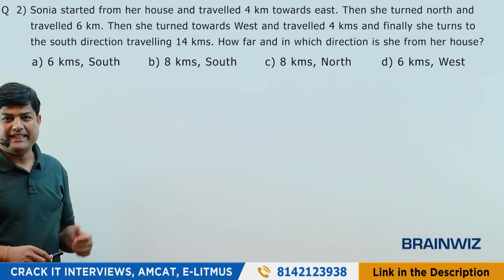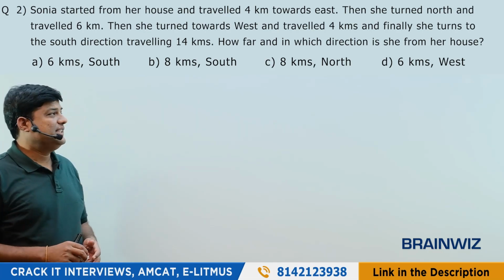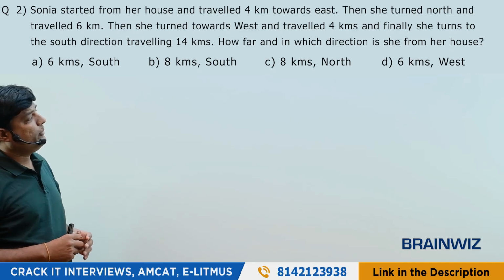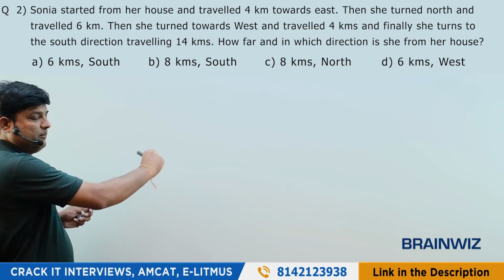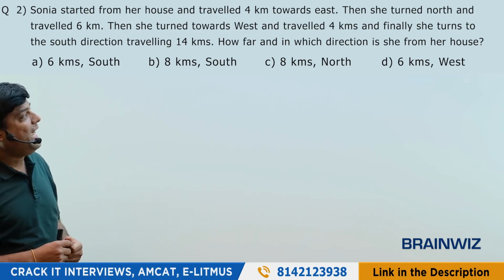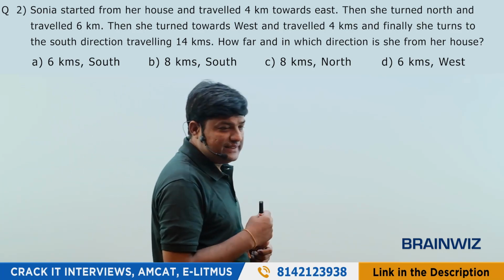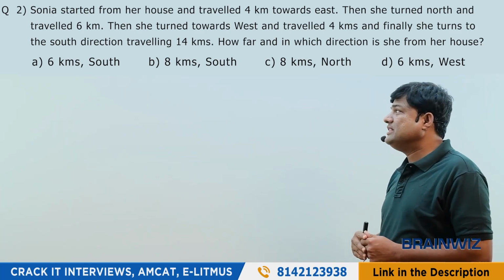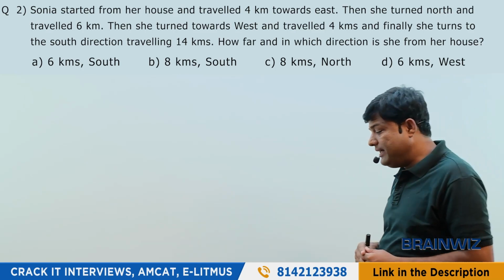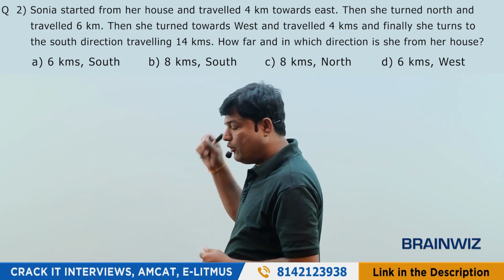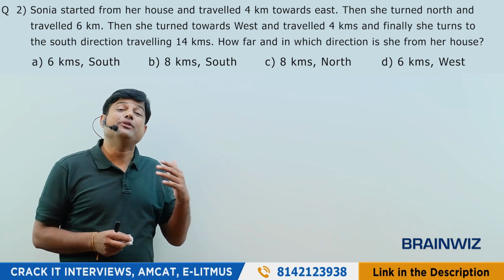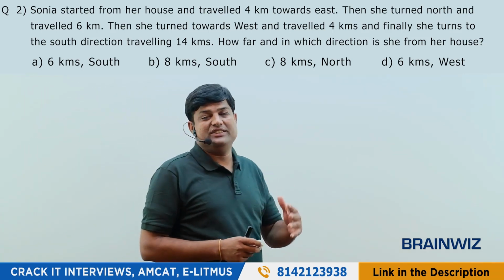Now let's go for the second question. Here, in this question, he told you that Sonia started from her house and traveled 4 kilometers towards the east. East, 4 kilometers. And turns towards the north, traveling 6 kilometers. Then what she has done, she turned towards the west 4 kilometers and finally she came towards the south 14 kilometers. And he is asking you the same question, how far is she from the starting point and in which direction?